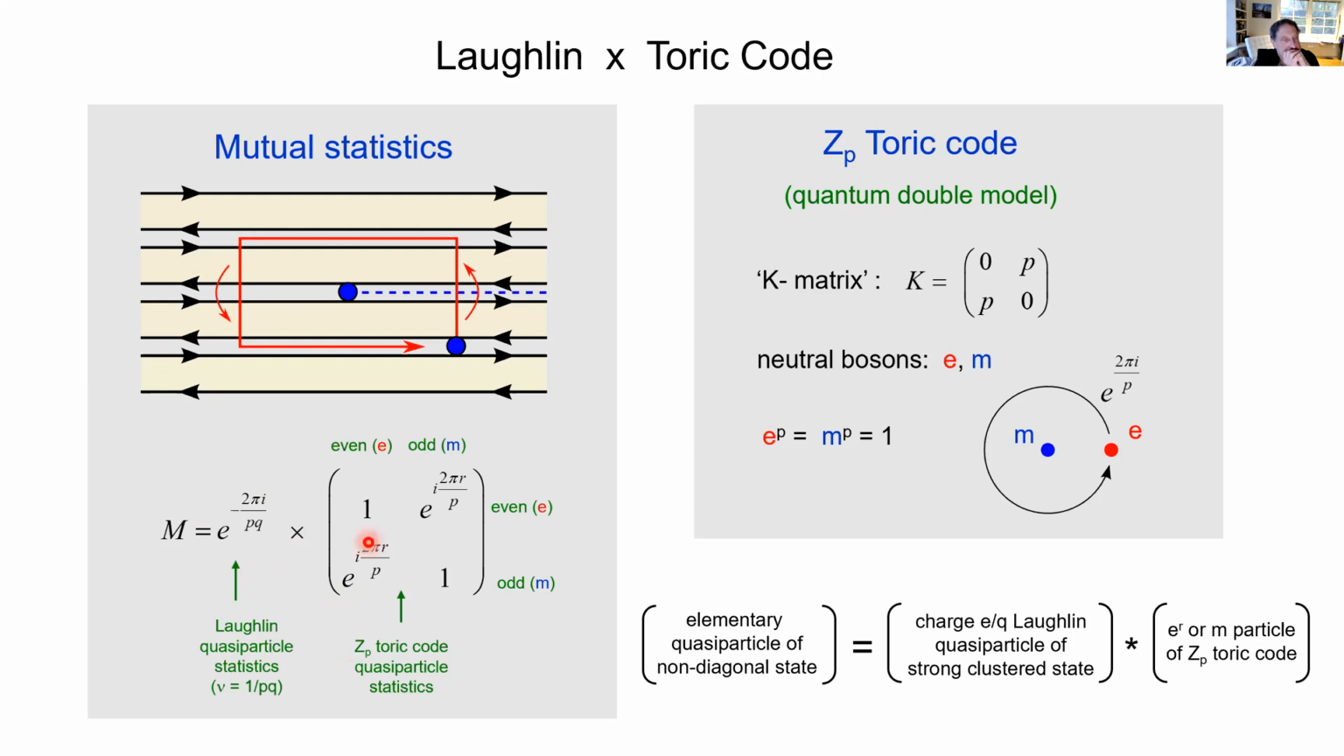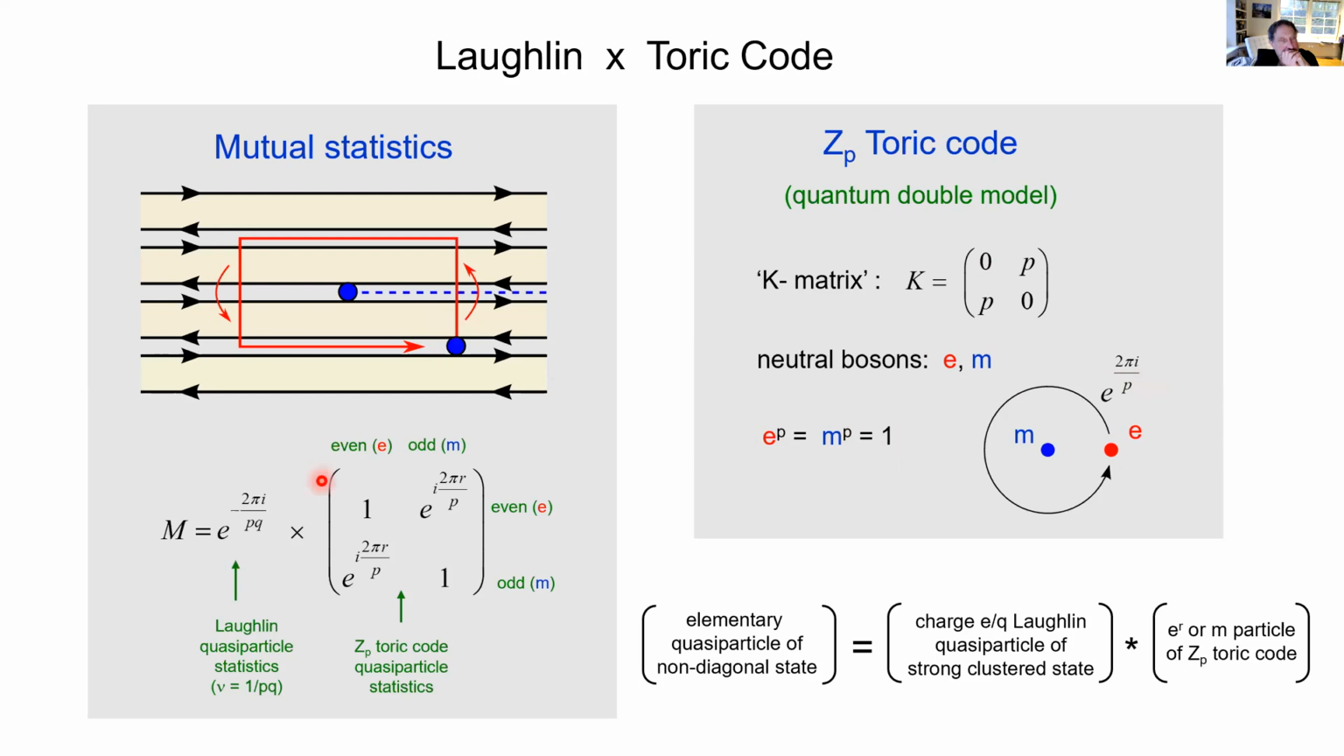So the toric code is a model which goes under various names, which has two different kinds of particles, E particles and M particles. And for ZP, if you take P E particles together, they're the same as nothing, and same thing for P M particles. So for a Z2 toric code, which is like Kitaev's original toric code model, then 2 E particles is nothing. But it has the property that an E particle going around an M particle picks up a ZP phase. And so that's exactly what is happening here.